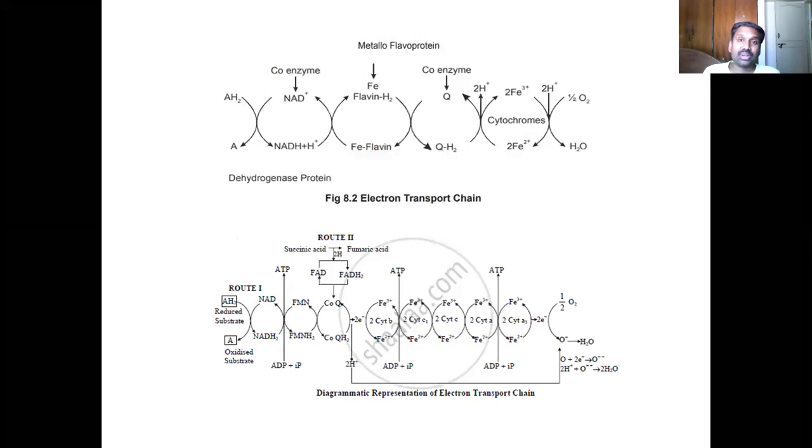Cytochromes are metalloproteins. Please remember, cytochromes are metalloproteins. They contain two metals, iron as well as copper, basically. Although it's the iron which is an important carrier of electrons, they also contain copper in that, Cu and Fe. And the cytochromes are not homogeneous.